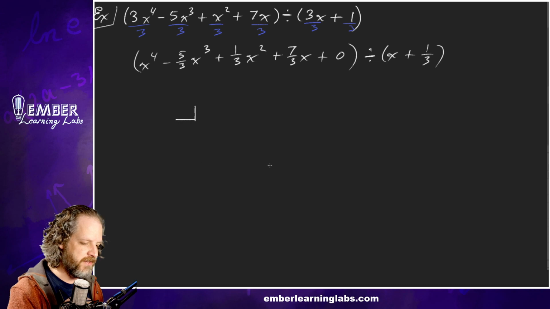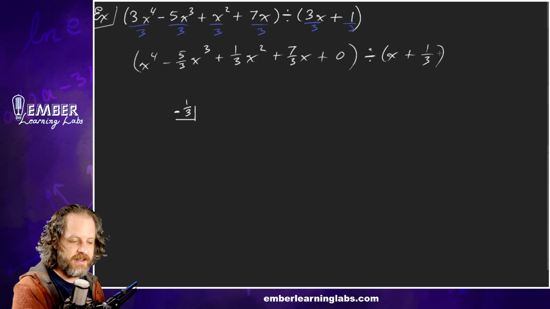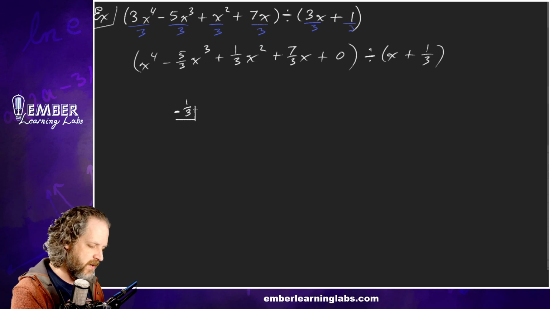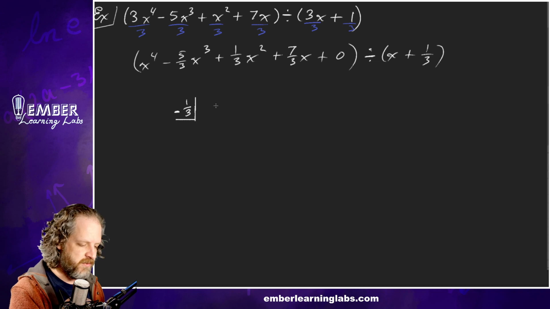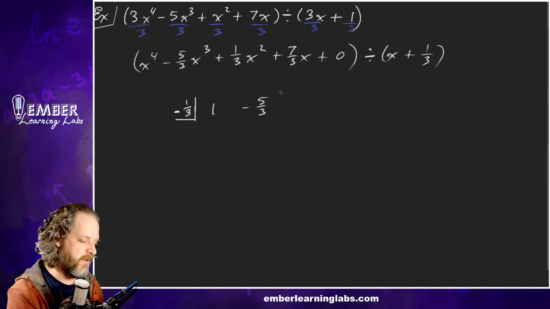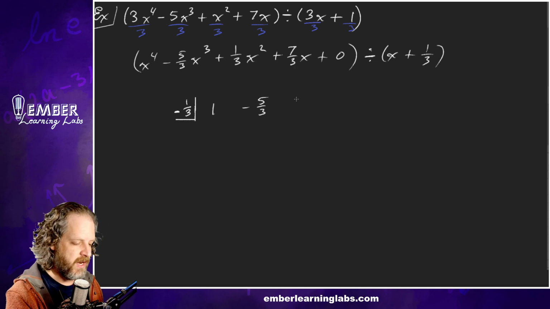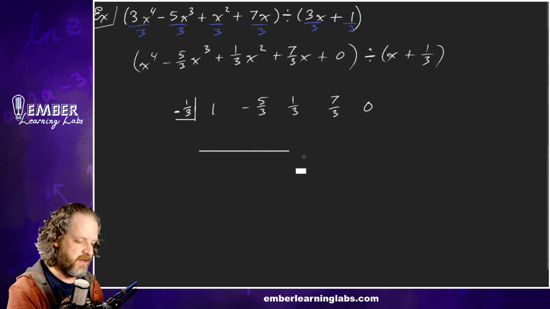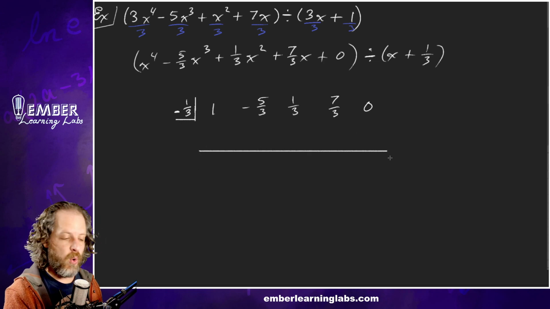Here's our tiny house. We're going to put negative 1/3. You've got to remember to flip that sign on that one, because that takes care of the subtraction. Now we're going to list our numbers. There's nothing there, so it's just a 1. And then negative 5/3. At least they all have the same denominator. It's going to be okay. And then 1/3, and then 7/3, and then 0. Oh, that's nice. Zeros are fun, because 0 times anything is 0.